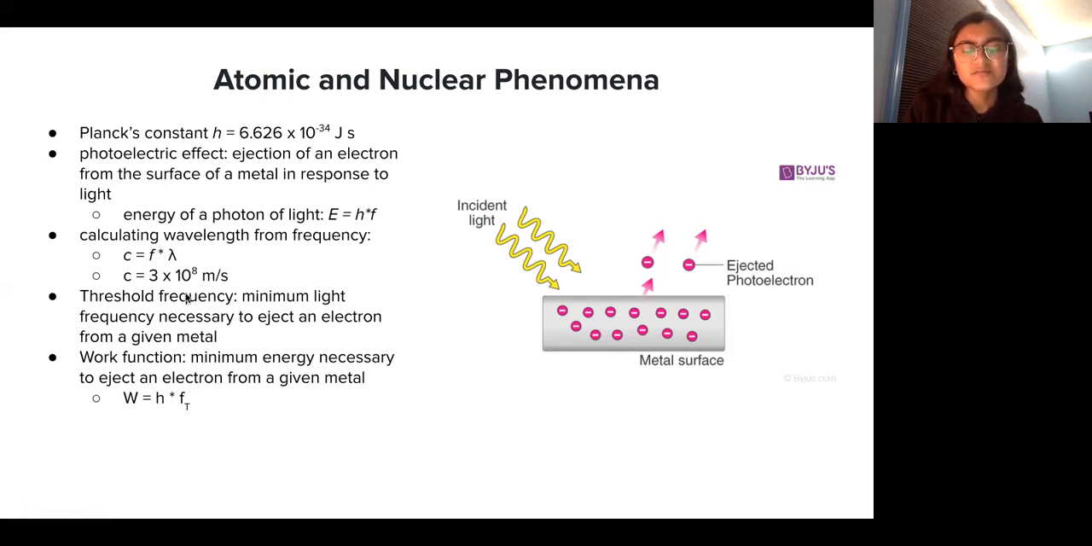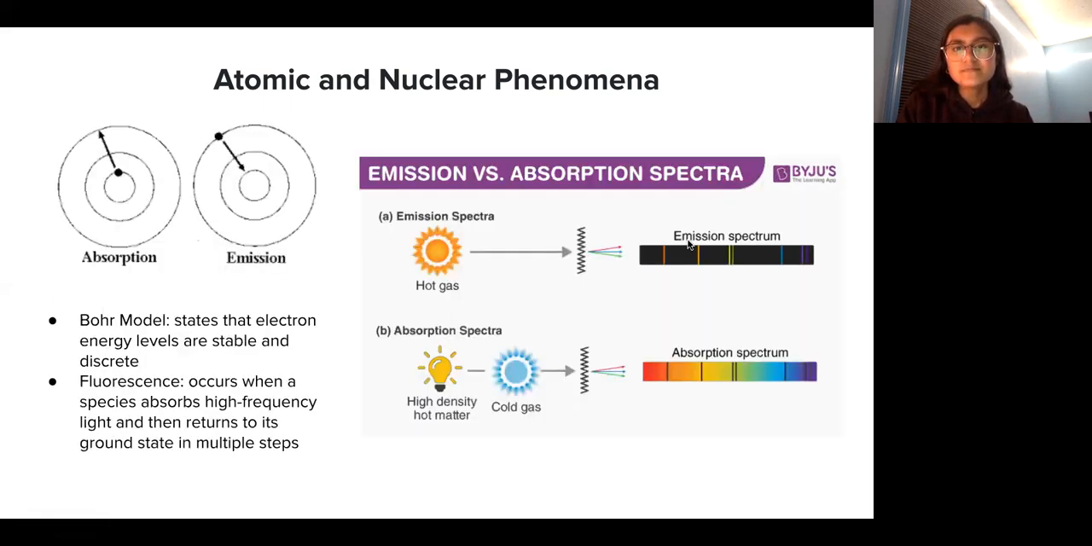And then threshold frequency is just the light frequency necessary to eject an electron from a given metal. And your work function is the minimum energy necessary to eject an electron from a given metal. All right, and then emission versus absorption. Absorption involves an electron moving up orbitals, whereas in emission it's moving down. And you can see here the difference of what it's absorbing versus emitting.